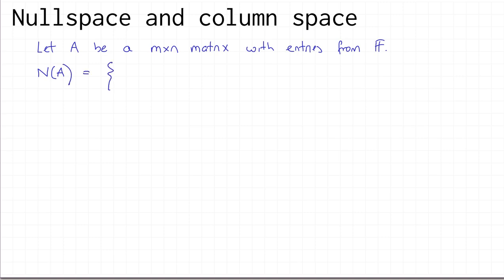all the vectors x in F to the n, so that means all height n column vectors with entries from F, with the property that A times x is equal to the 0 vector. So that was our definition of null space. And now I'm going to show that N of A is in fact a subspace of the vector space F to the n.